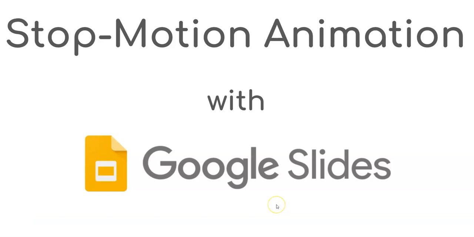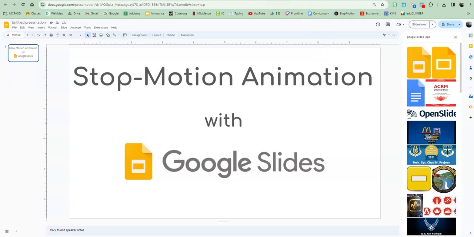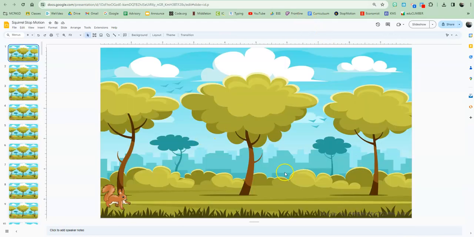This video will show you how you can use Google Slides to create stop motion animations. Let's take a look. I have an example that I've already created here. You can see all of my slides over on here.